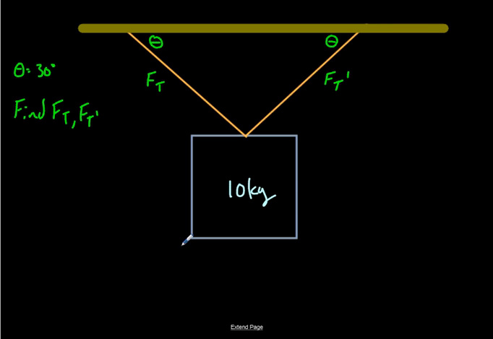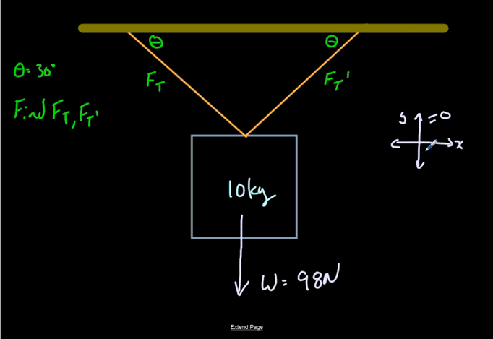So where are we going to start with something like this? Well, I think the best thing to do is write down what we know. We still know that the weight here is going to be 98 newtons, just like it was before, right? And therefore, what we also know is that the total, we go back to this Cartesian plane idea. This is the y plane, this is the x. We know that the total in the y plane has to equal 0.